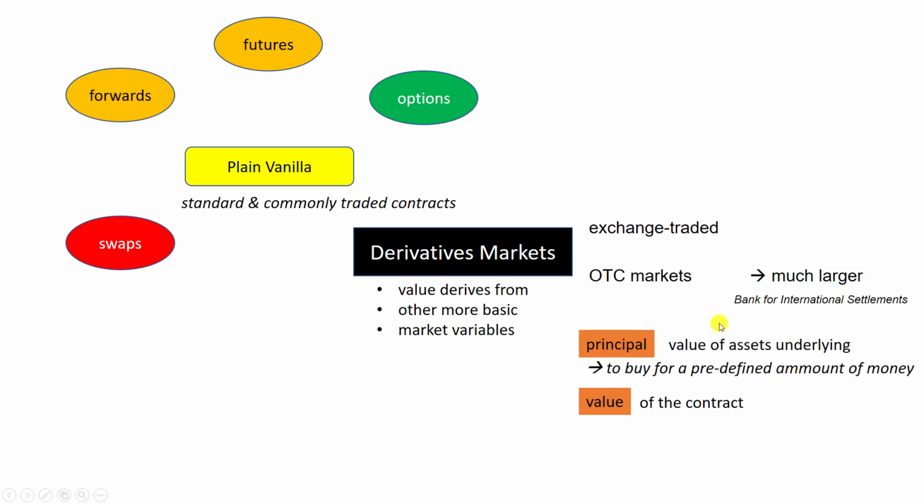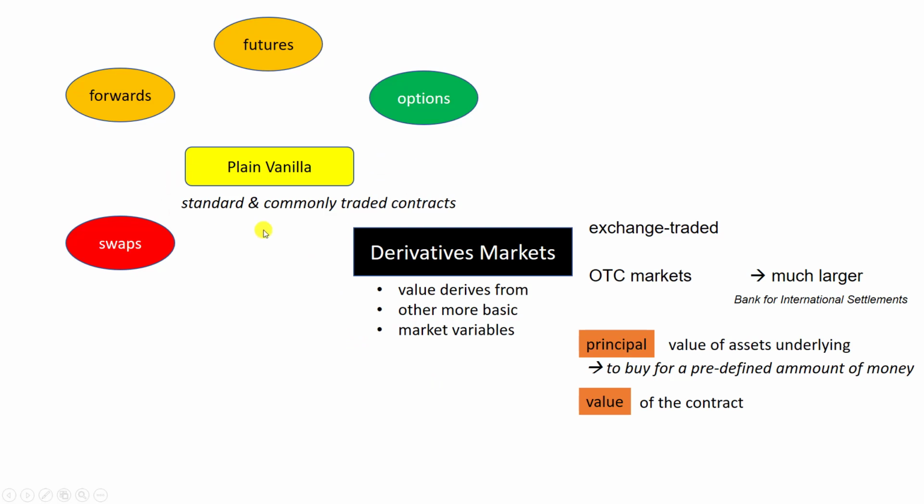And what is really important here is that we have to distinguish between the value of the contract and the underlying principal. Because I can buy and sell options by paying the premium to have this contract, but the underlying assets can be way bigger, because I can buy lots of shares. So that's why we have to distinguish.